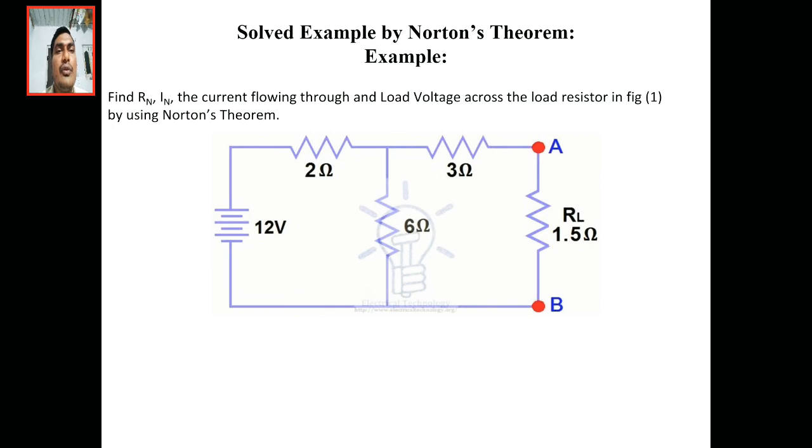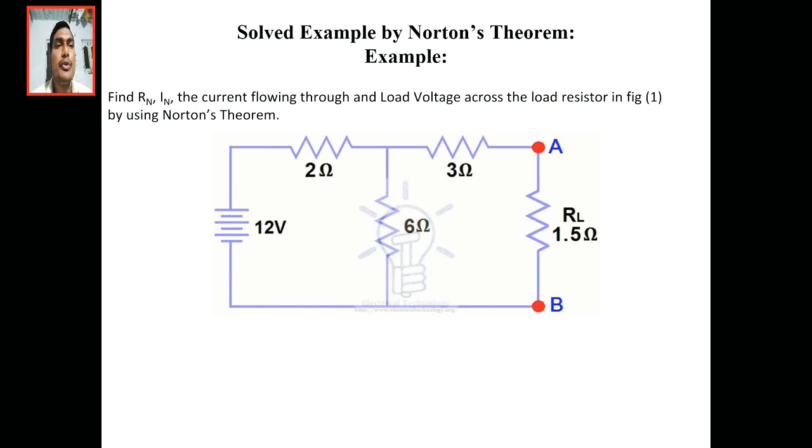We will solve one problem based on Norton's theorem. Find Rn and In, the current flowing through the load, and the load voltage across the load resistor. Here the load resistor is 1.5 ohms, the resistors are 2 ohms, 3 ohms and 6 ohms, and a 12 volt voltage source is given. What steps do we have to follow?